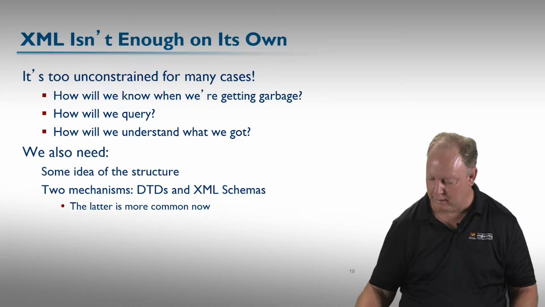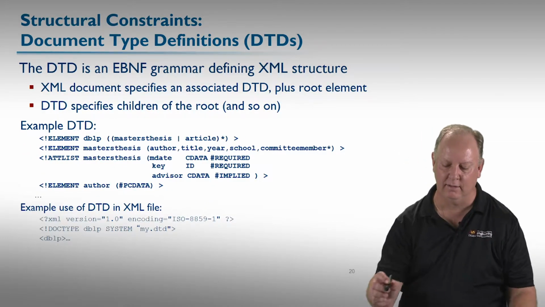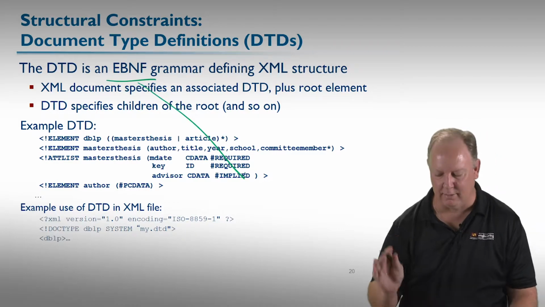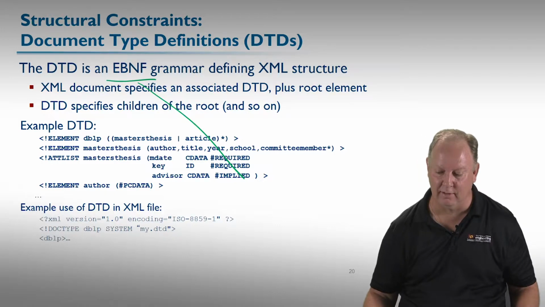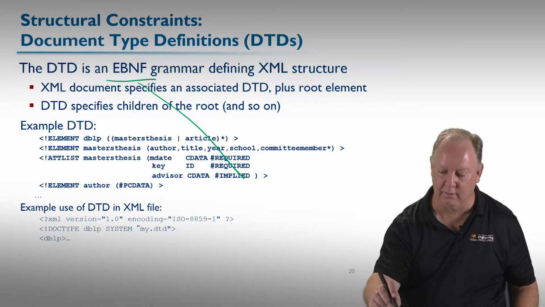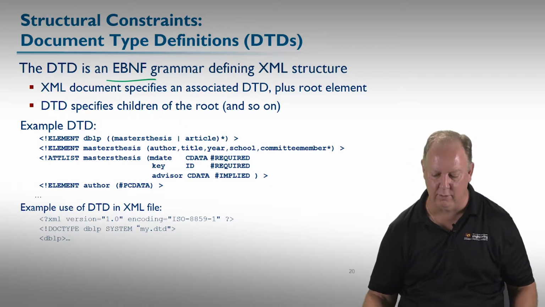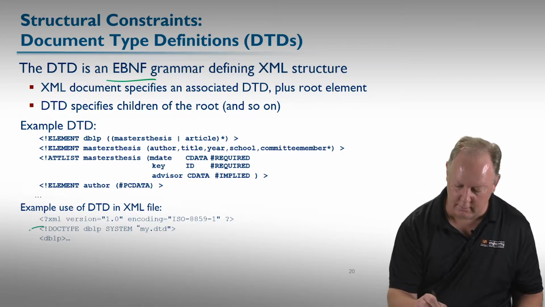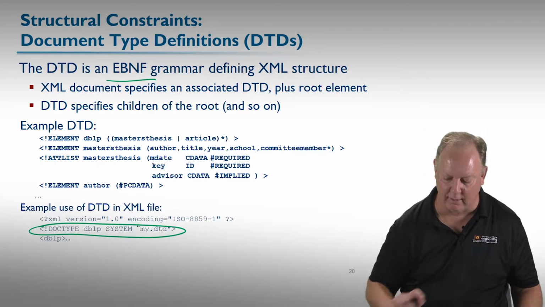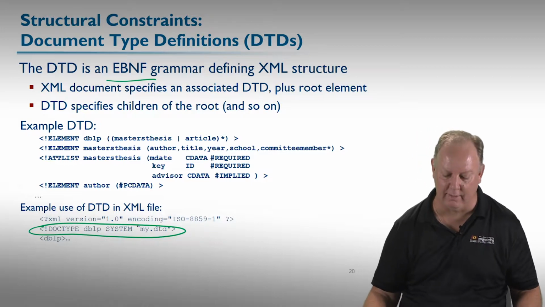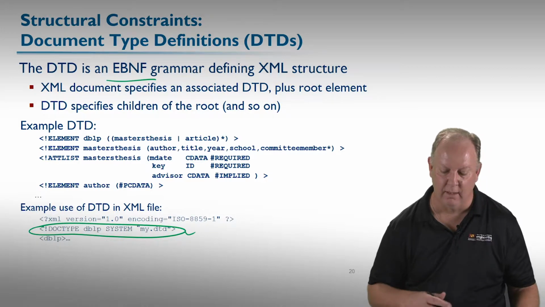So we'll talk a bit more about XML schemas, but let me give you an idea of what a DTD might look like. A DTD is an extended EBNF. I'm not going to write out extended Backus-Naur form. It's a grammar that defines the XML structure. The XML document specifies an associated DTD plus a root element. So you would indicate in your XML file that you're using that doc type for a DTD. That's a new instruction you have to put in, another type of processing instruction.